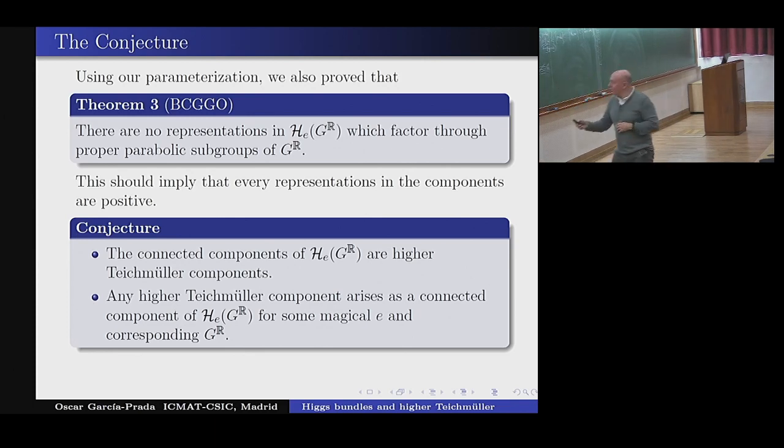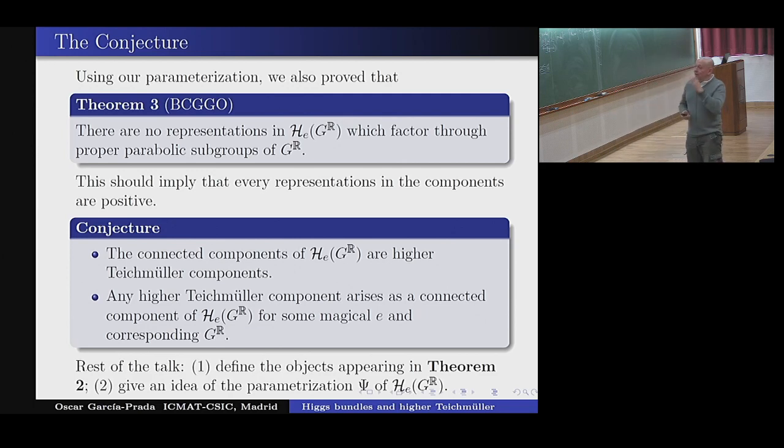So these are the results. For the rest of the talk, I will just define the objects appearing in these theorems. They're a bit technical, and I try to make it as mild as possible. And then I will give an idea of this parametrization, this general Cayley correspondence. Any questions before I get into these definitions?